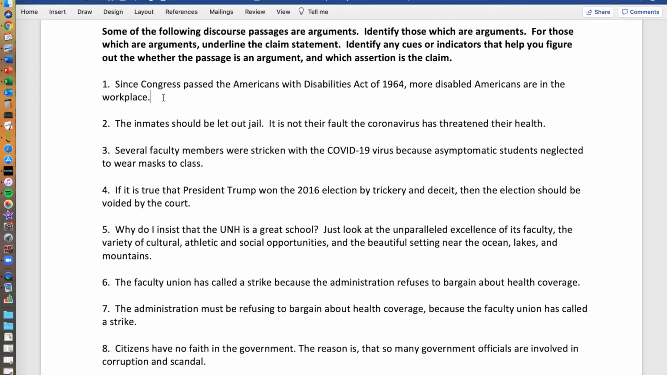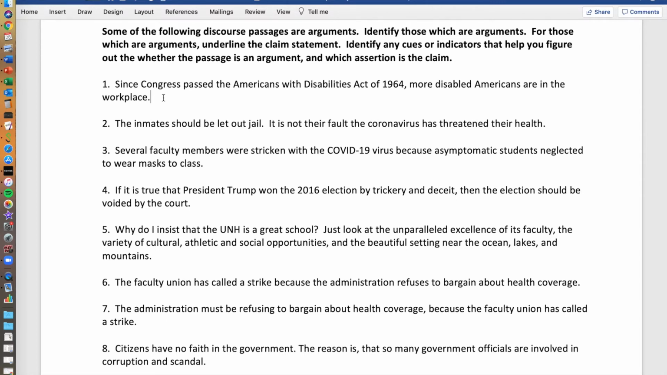However, in this instance, since simply means since the passage of time, that is, since a particular period of time in the past, right? If this was an argument, since would tell us that the first assertion, Congress passed the Americans with Disabilities Act of 1964, would have to be the evidence, because since is from the because group of indicators. It would say evidence follows, right? Which means that the remaining assertion, more disabled Americans are in the workplace, would have to be the claim.